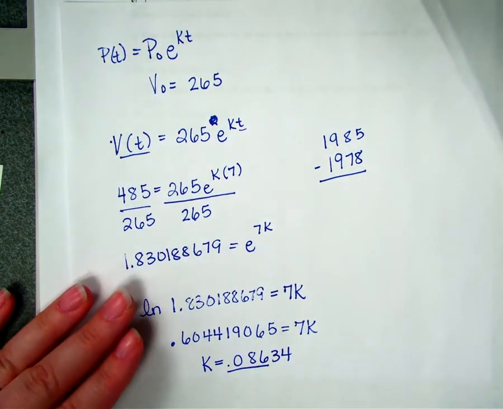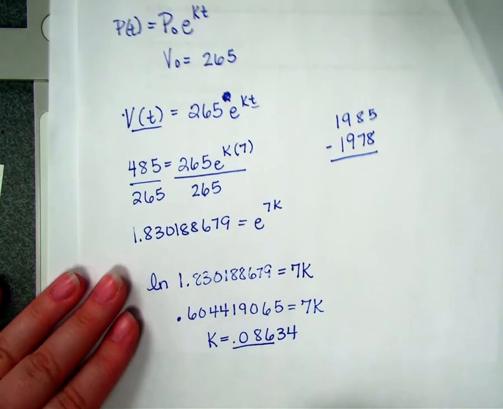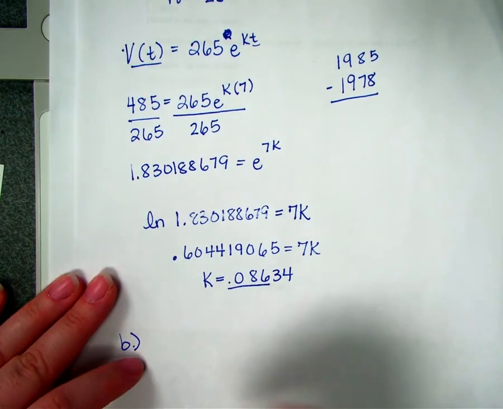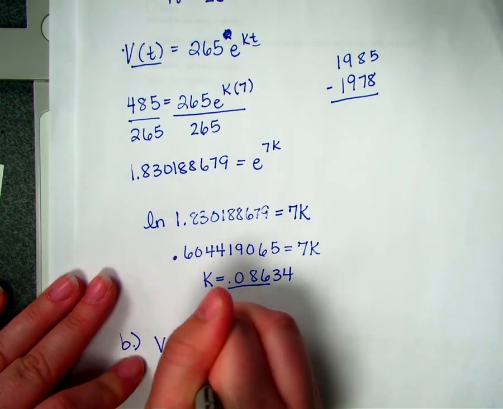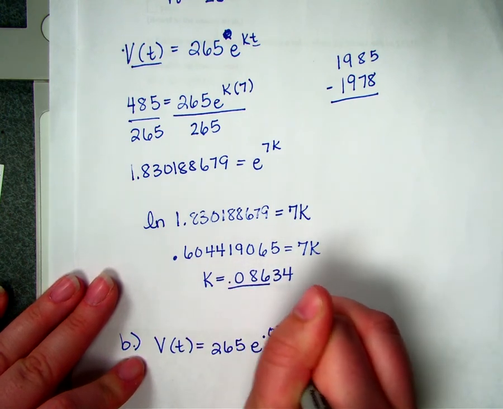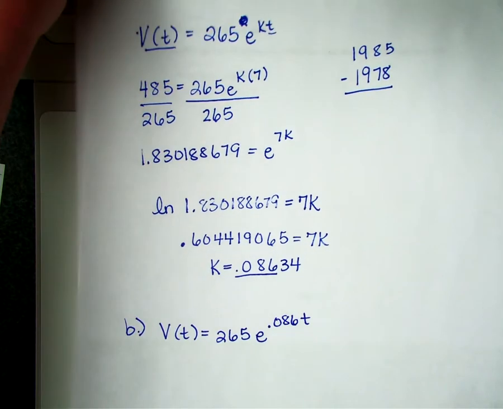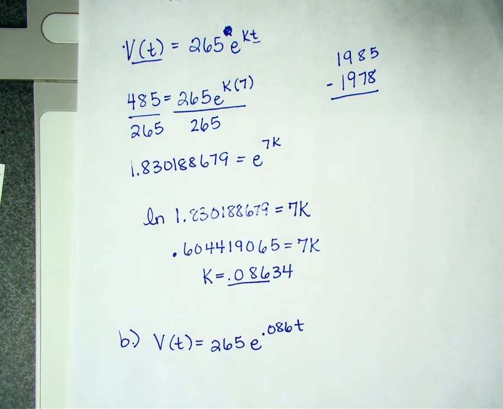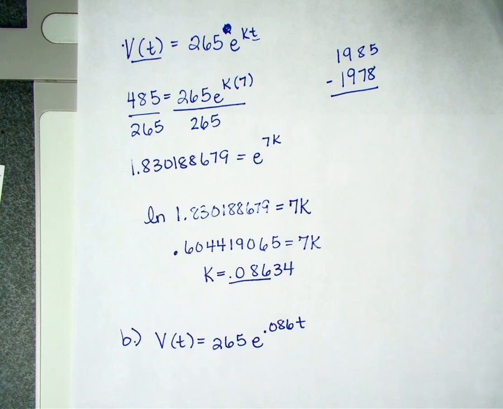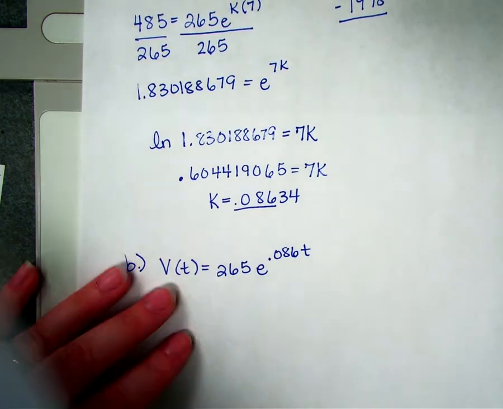Part B asks you to find the exponential growth function in terms of t, where t is the number of years since 1978. So part B doesn't ask you to solve for anything, just write an equation with the information that you're given. So V of t now equals that starting value, 265, e to the 0.086t. So we're writing it in terms of t, and what we have is some generic formula that we could use to find any value after any time that we wanted. Part C says estimate the value of the toy car.